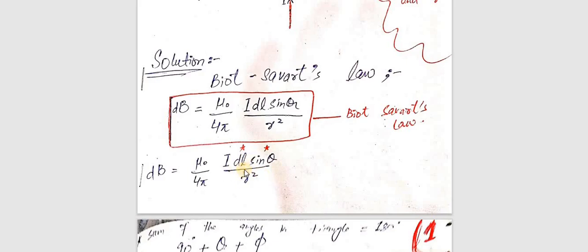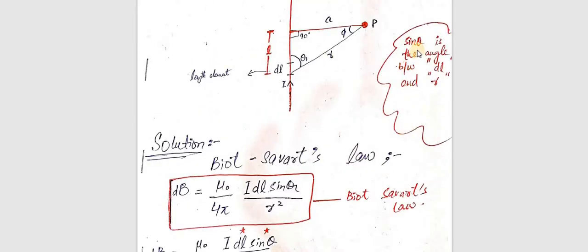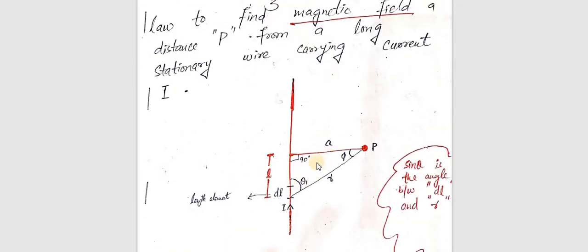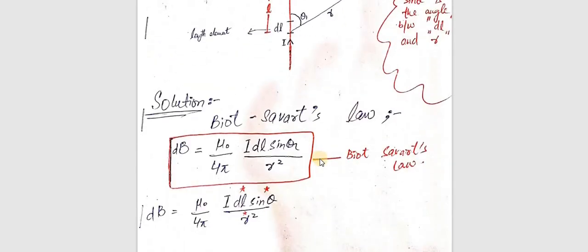In order to get the magnetic field at a point P, we need the values of dL, sin theta and R squared. So here we have mentioned that theta is the angle between dL and R. So theta actually is the angle between dL and R in the Biot-Savart law. Now from trigonometry, we know that the sum of the angles of a triangle is equal to 180.